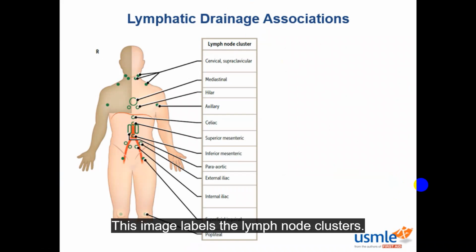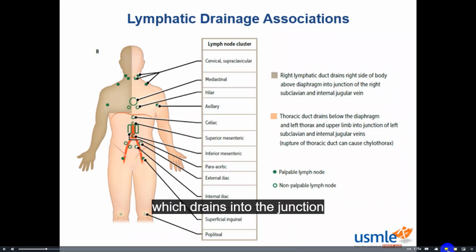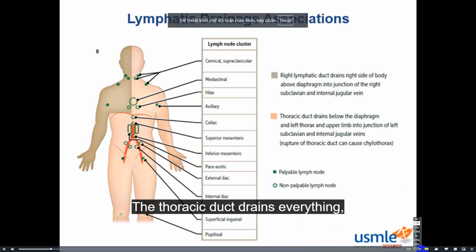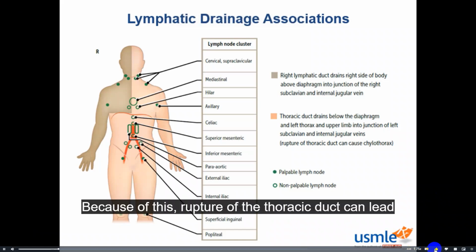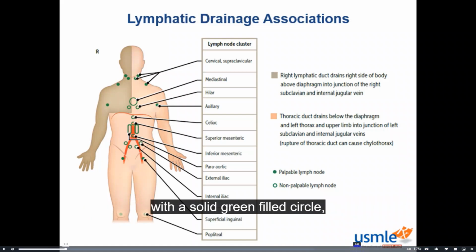This image labels the lymph node clusters. In the image, colored in a dark brown, it shows that all the lymph from the right side of the body above the diaphragm is collected by the right lymphatic duct, which drains into the junction of the right subclavian and internal jugular vein. The thoracic duct drains everything left and right side below the diaphragm, and also the left thorax and upper limb into the junction of the left subclavian and internal jugular veins. Because of this, rupture of the thoracic duct can lead to a chylothorax, which means lymph in the thorax. The image also indicates which lymph nodes are palpable with a solid green filled circle, and those that are non-palpable with an outline of a green circle.